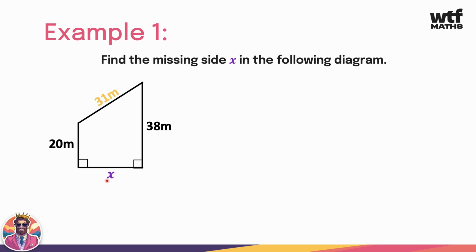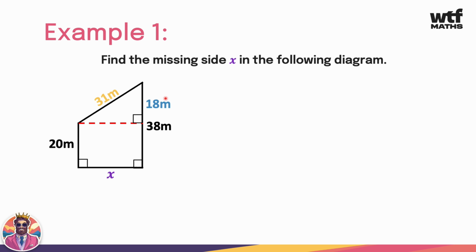So if we drew a line right there, we can end up with a right angle triangle in the top half of the shape. Now, if we know that this length here is 20 meters, and we know this whole length here is 38 meters, well, how much taller is this 38 meters than this 20 meters? Well, it's 18 meters more. So this little bit here must be 18 meters. So I can add that to my diagram.